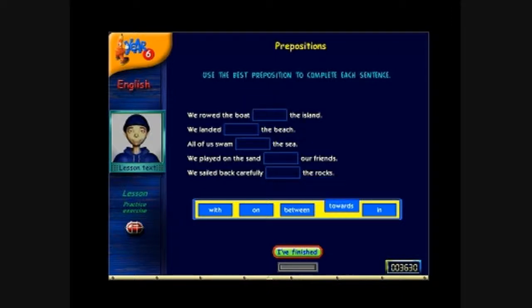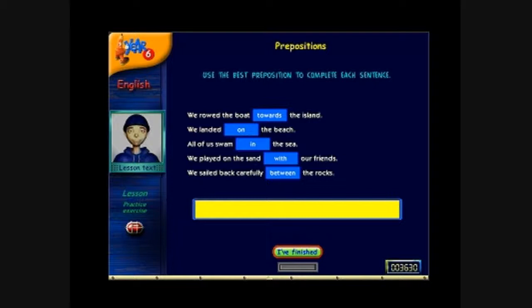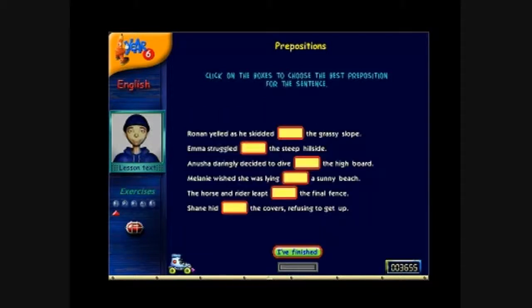I suppose towards then. Get the fuck up there, you shit. We landed on the beach. All of us swam in the sea. We played on the sand with our friends. We sailed back carefully between the rocks. Yeah, it's easy as piss. Well, at least the practice lesson is. The other practice lesson, the other thing was easy as piss. The other thing was slightly retarded, and I disagree with the poem. Although I don't know what that poem's from. If it's from a book or something, maybe it's understandable the answers they gave. But for a nursery rhyme, shut up.